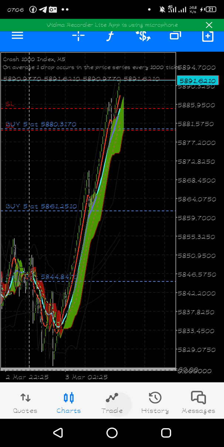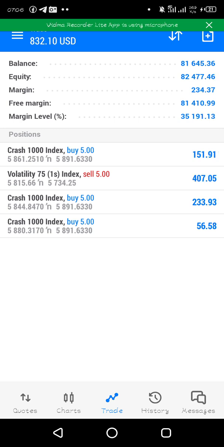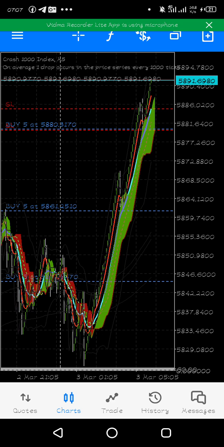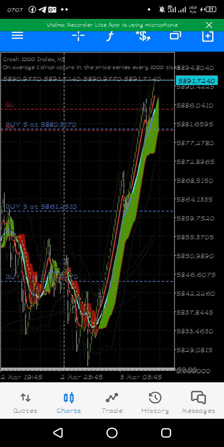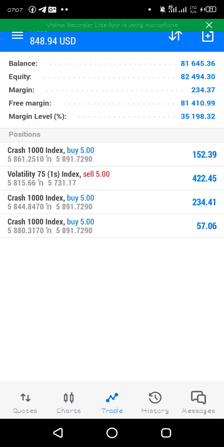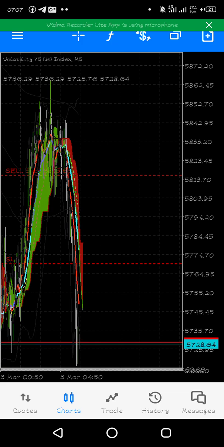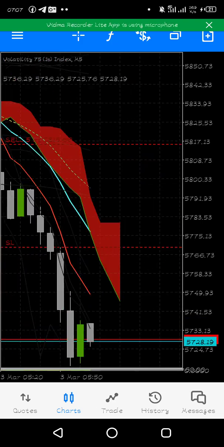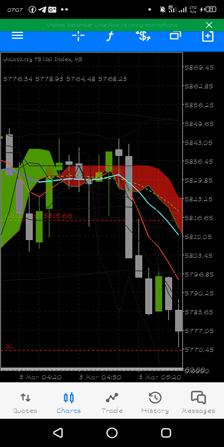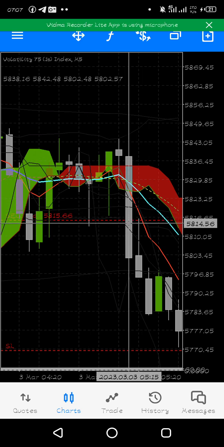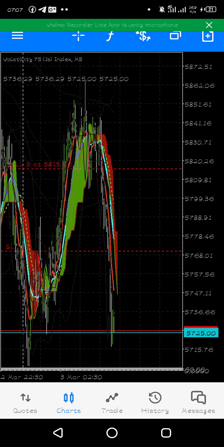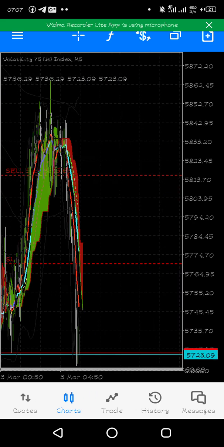So now this is it. I've taken some profits before now, but I'm trying to show you the current one running. As you can see, I already placed my stop loss, and these entries are very good for Boom and Crash as well. So let me go to my pair, Volatility 75. As you can see, the same entry was taken around this point. Can you see that? That's my pair. I took it around my pair here, and you can see how the market is moving.